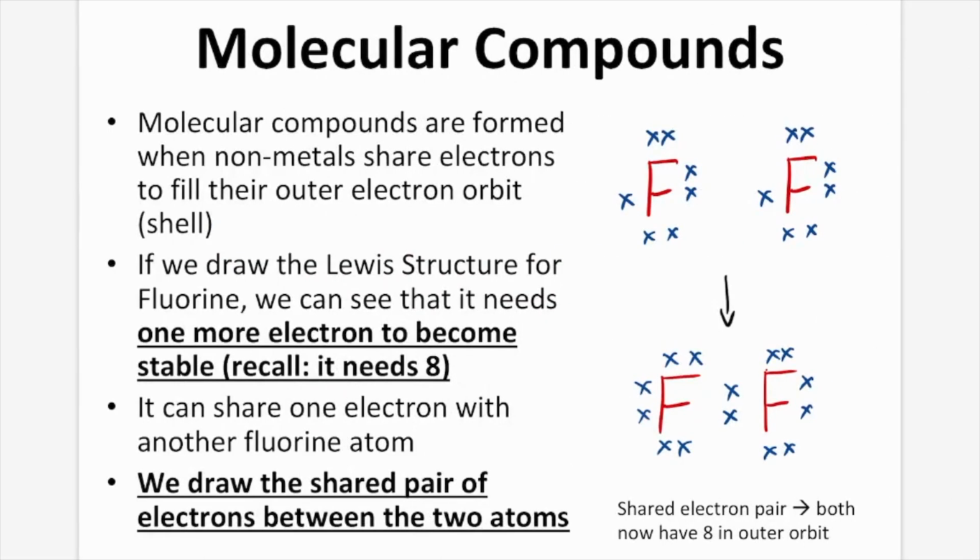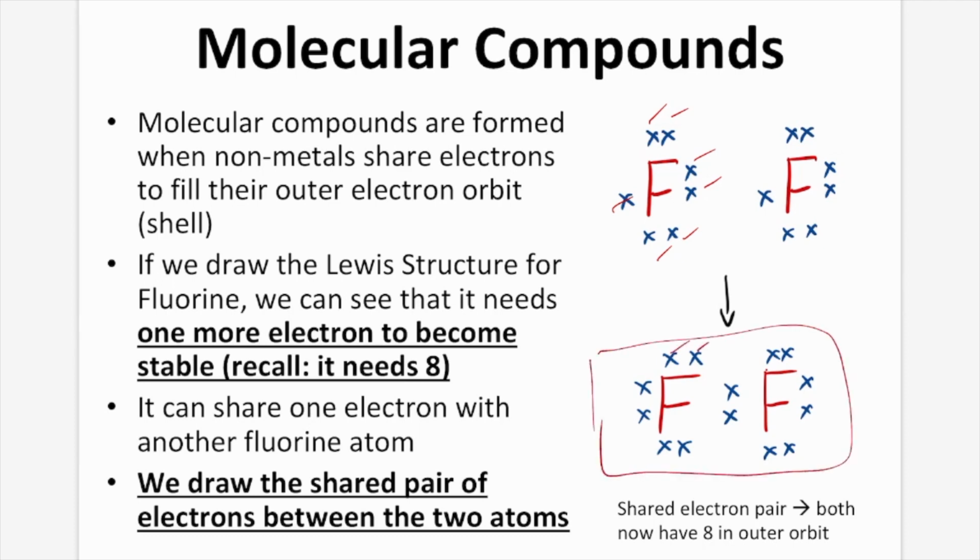Molecular compounds are formed when nonmetals share electrons to fill their outer electron orbit or shell. If we draw the Lewis structure for fluorine, we can see that it needs one more electron to become stable. It has 1, 2, 3, 4, 5, 6, 7. It needs 8, so it needs one more. It can share one electron with another fluorine atom. If we draw the shared pair of electrons between the two atoms, we get this diagram here. Now they both have 8, right?